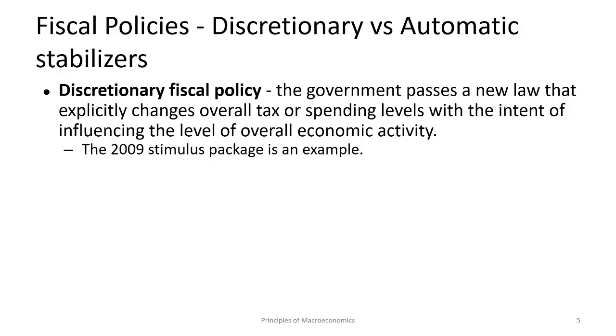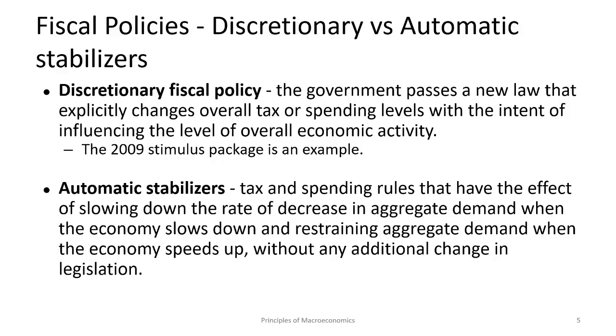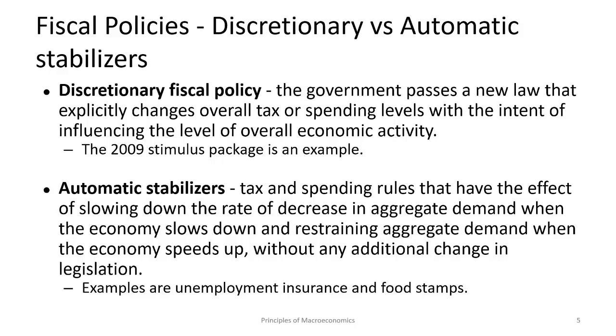Now there is also another kind of fiscal policy, which is called automatic stabilizers. These are tax and spending rules that have the effect of slowing the rate of decrease in aggregate demand when the economy slows down and restraining aggregate demand when the economy speeds up, without any additional change in legislation. So these are already in place; automatically they kick in by the nature of the policies. Great examples: unemployment insurance and food stamps.